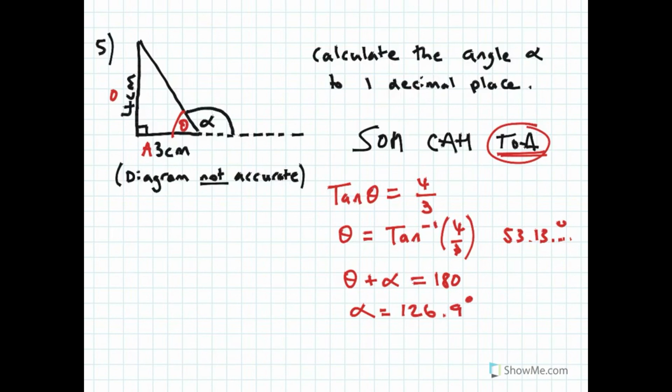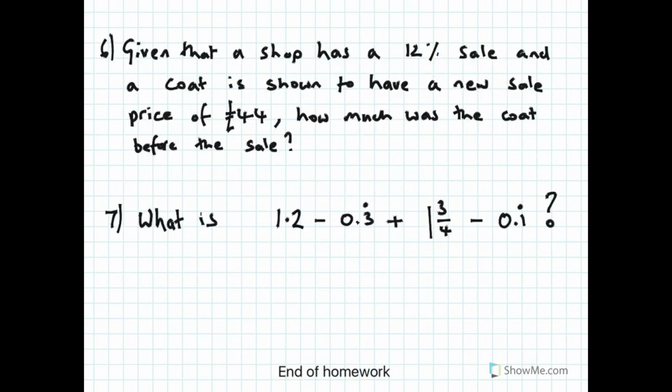And onto the last page of the homework now. Question 6. Probably half the class had a problem with this. We'll talk about it now. Given that a shop has had a 12% sale, that means all prices are now 88% of what they used to be, because 12% has been taken off. So this £44 in the question must represent 88%. £44 is 88%. That's because 12% has already been taken from it.